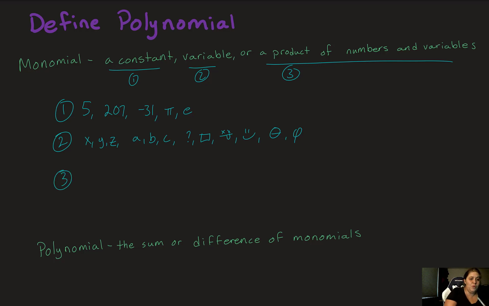Last but not least, we have the product of numbers and variables. Mrs. Norton, what the mess is a product? It's been a long summer. I have no idea what that means. Product is also known as the answer in multiplication. So when we multiply two numbers together, the answer that we get is called the product. So multiplication, there we go.